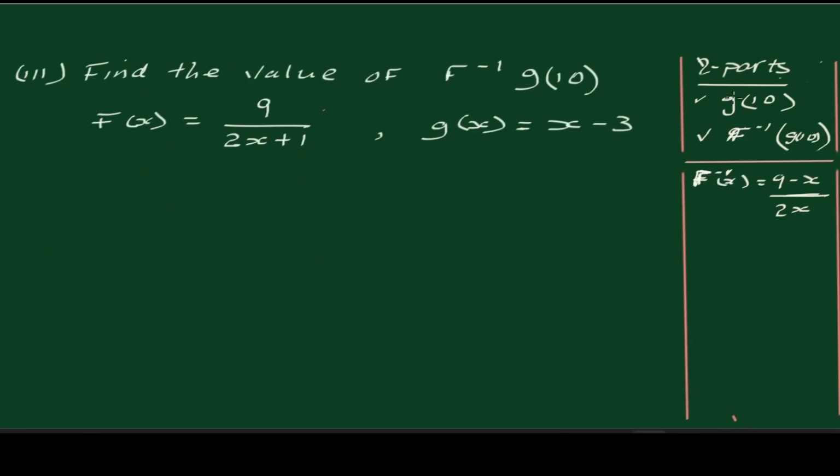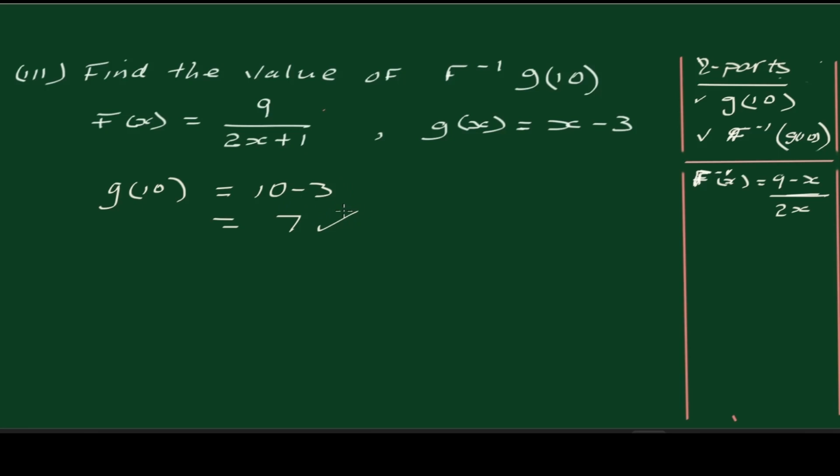So first of all, this is a two-part question. We have to first work out G10. So G10 will be 10 minus 3, which is equal to 7. Again, G10 is a function. Anywhere we see x, we're going to replace it with 10. So 10 minus 3 equals 7. This is the first part of our question.